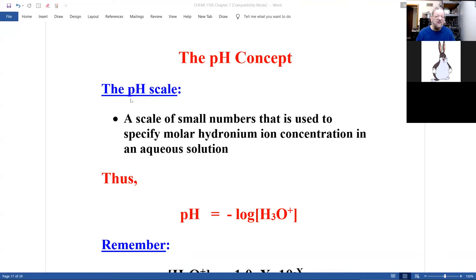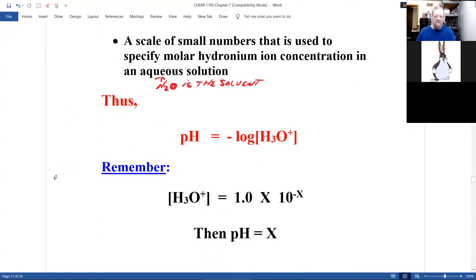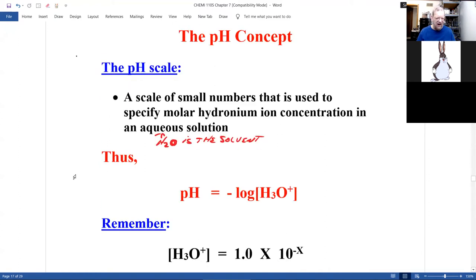Now, pH is a scale, or the pH concept, the pH scale is a scale of small numbers that's used to specify the molar hydronium ion concentration in, this is important, aqueous solution where there's water. pH doesn't work if there's no water. I've had people say, oh, look at these results. I said, you're not in an aqueous solution. Why are you doing that? But anyways, what is pH? By definition, pH is minus the log of the hydronium ion concentration.